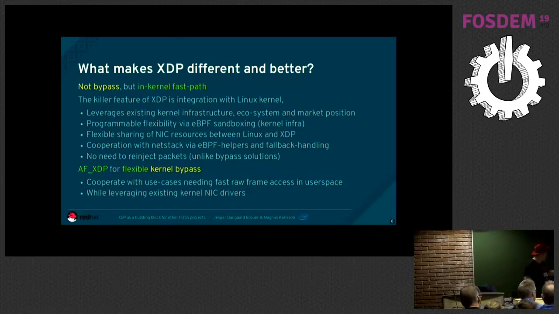And that leads on to AF_XDP. That's a flexible kernel bypass. And we can deliver these raw frames in user space while we are leveraging the existing NIC drivers and the ecosystem for the maintainership of that.